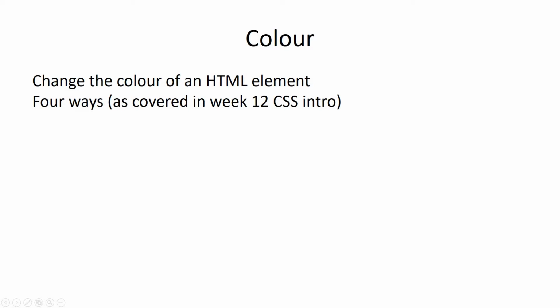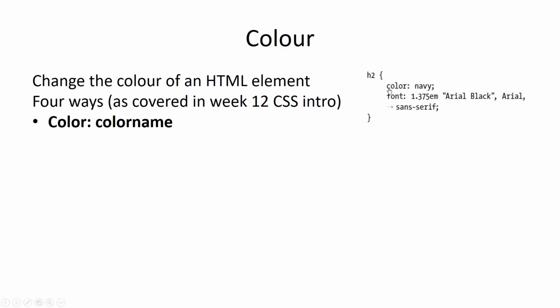Okay, so there are 4 ways, and they are exactly the same as we covered in week 12, which is introduction to the CSS. So you can say color, which is property and value, followed by a color name. So this is an example. Here we say color is navy, or that could be red, blue, yellow, black, etc. The second way is using RGB values.